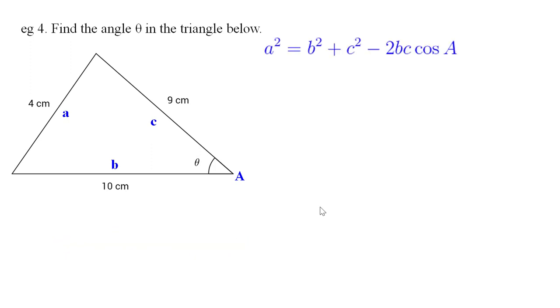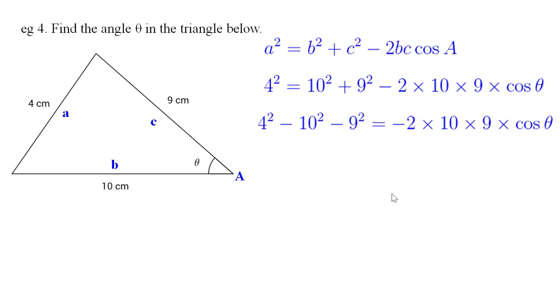So we take our cosine rule and sub in what we know. A is 4, B is 10, C is 9, B and C again, and then cos of A is cos theta. And here we're going to need to do some rearranging. So first of all, take away the 10 squared and the 9 squared from both sides, giving us 4 squared minus 10 squared minus 9 squared.